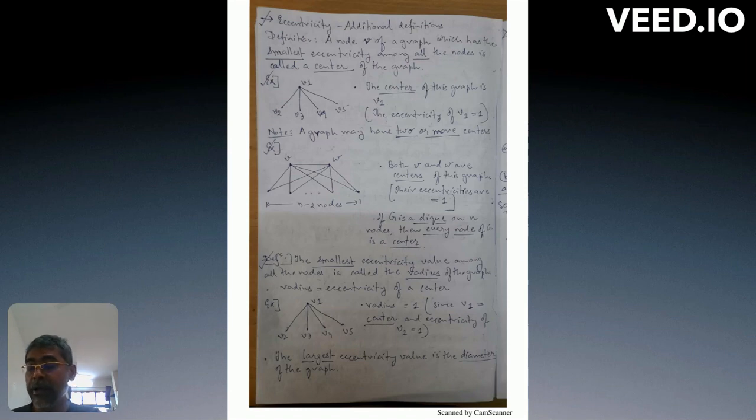How the eccentricity values are computed, how the radius is computed, how the diameters are computed, and what is the relation with the center of the graph, and what can be the centers of the graph. Okay, so consider the following undirected graph.